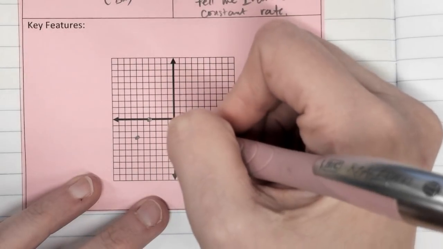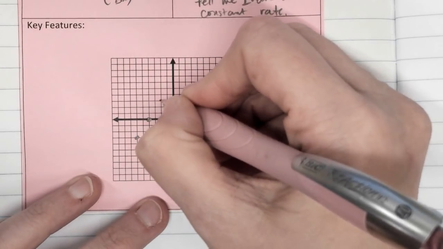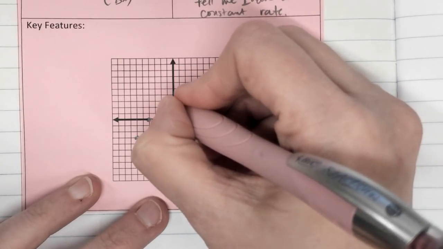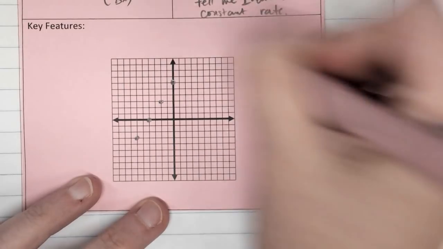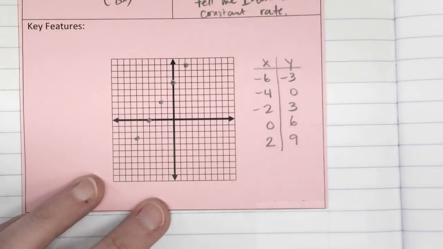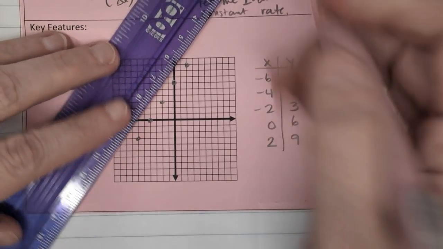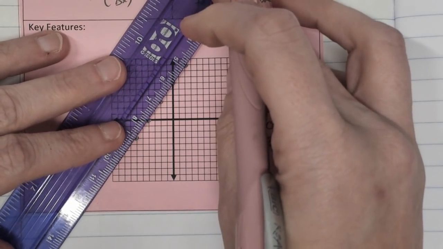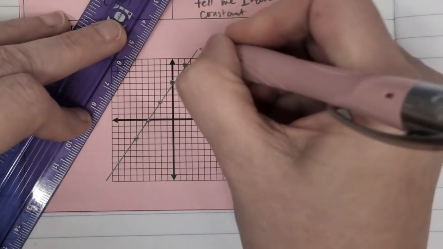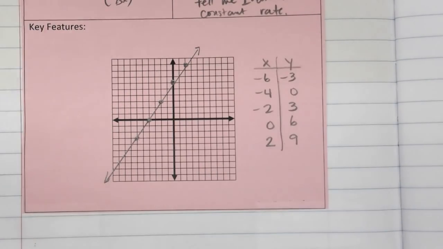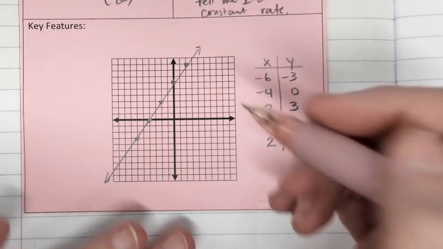I have one at -2, positive 3. I have one at 0, 6. And I have one at 2, 9. Now I'm going to connect these points with a straight edge. Again, you can use the edge of your badge, you can use a ruler, whatever makes you happy, but we don't just draw some jankety line. We want to draw a good line. I mean, pretend that I actually do that through all the points, but you understand what I'm trying to say.